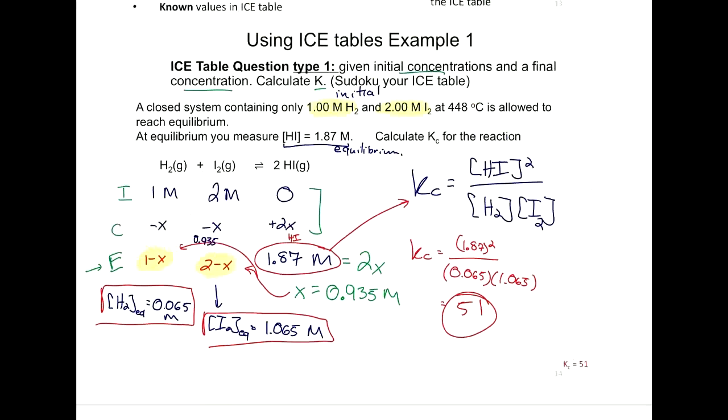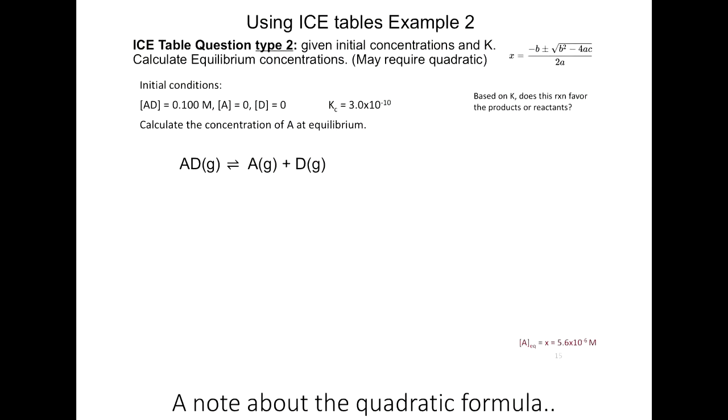Okay, so how else can I ask these questions? So here, in this one, I gave you the I line. I gave you a hint at the E line. You filled in the rest so you can calculate K. So this question is the ICE table type 2, where you may or may not have to use the quadratic formula, which is why I have the quadratic formula in the corner there.